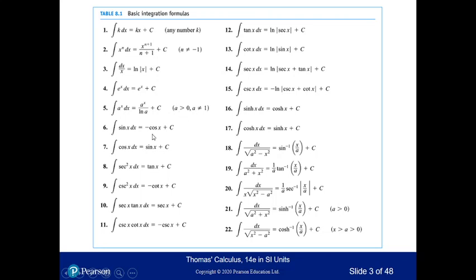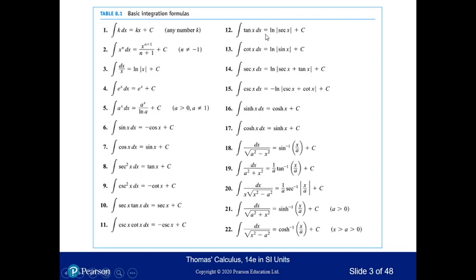The integral of sine x is negative cosine x plus c. The integral of cosine is sine x plus c. The integral of secant squared x is tangent x plus c. The integral of cosecant squared x dx is negative cotangent x plus c. The integral of secant x tangent x is equal to secant x plus c. The integral of cosecant x cotangent x dx is equal to negative cosecant x plus c.